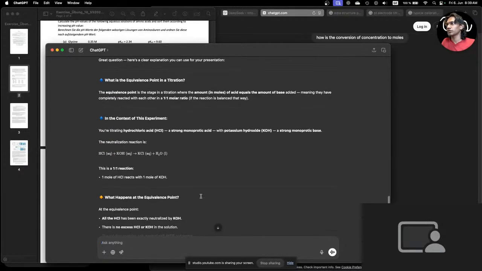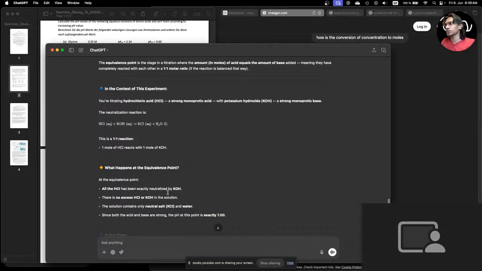What happens at the equivalence point? All the HCl has been exactly neutralized by KOH. There is no excess HCl. The solution contains only neutral salt and water. Since both the acid and base are strong, the pH at this point is exactly 7.